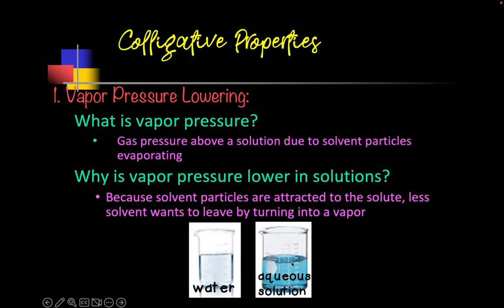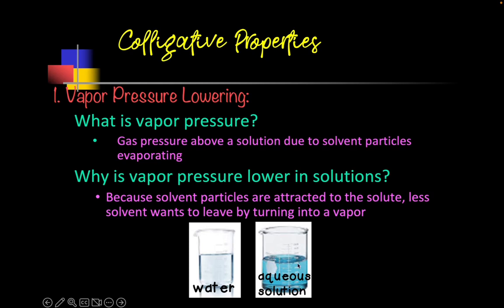The natural world is saying that the solvent should be evaporating, but the solvent is saying, no, I want to stay in this solution with all of my friends. There's an attraction there. They want to stay. So you're just naturally going to have fewer particles turning into vapor and evaporating and causing that vapor pressure.